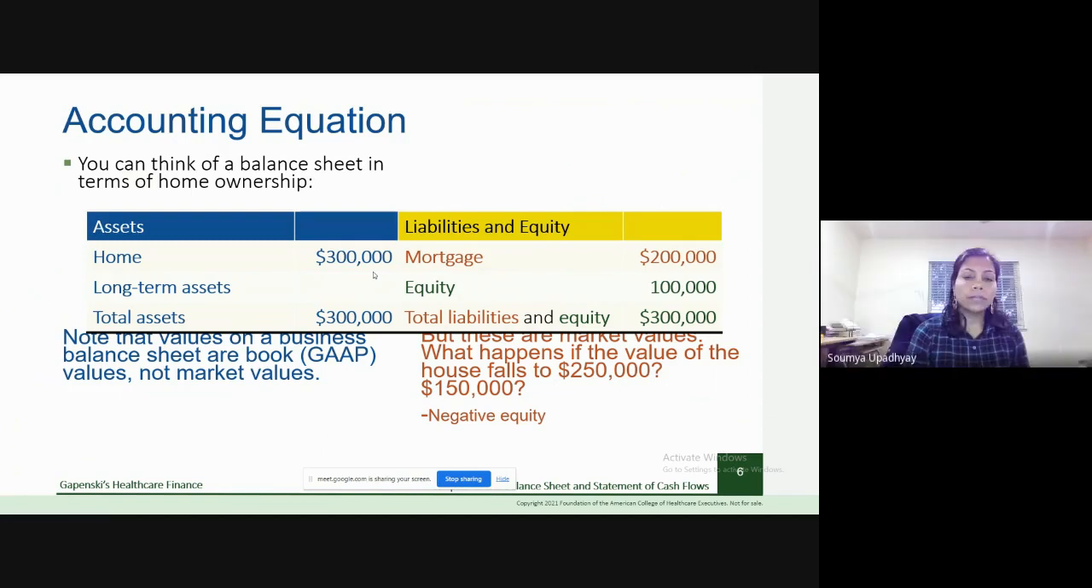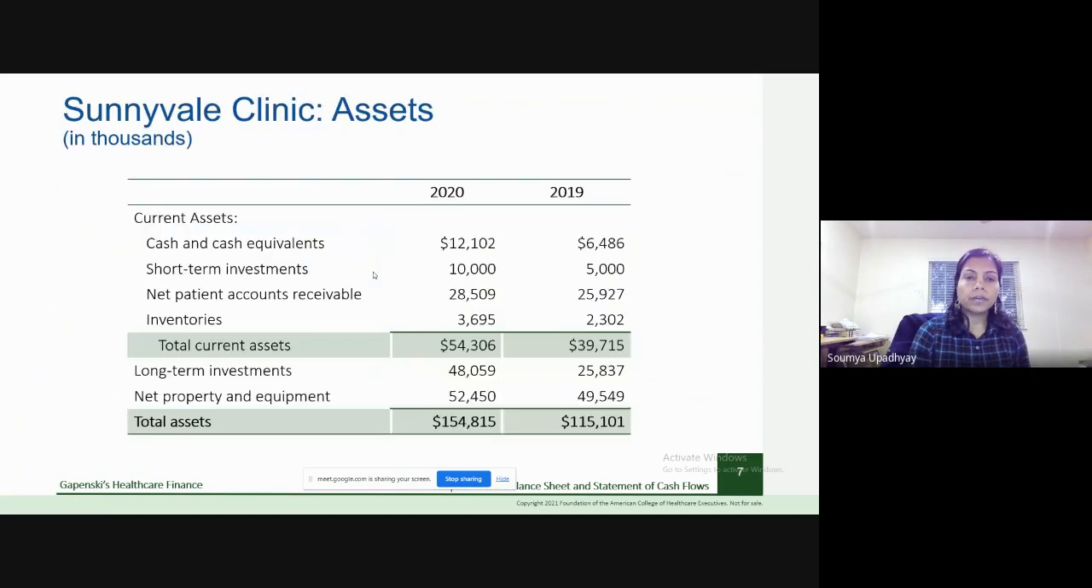Yes. Okay. So this is an example of Sunnyvale Clinic's balance sheet. We have 2 years here, 2020 and 2019. The current assets are cash, short-term investments, net patient accounts receivable, and inventories. So we have to look at the different types of current assets that can be listed in the balance sheet. The other thing that you need to understand here is what exactly current assets are.